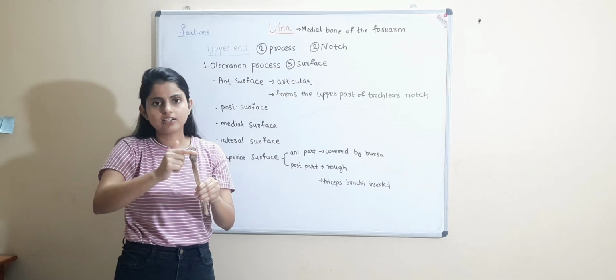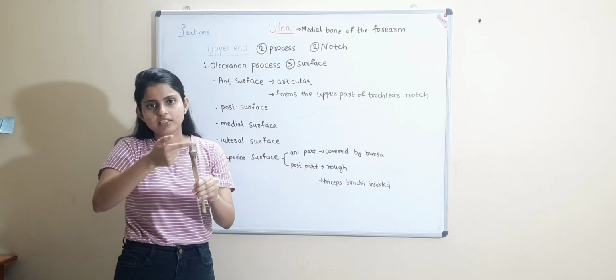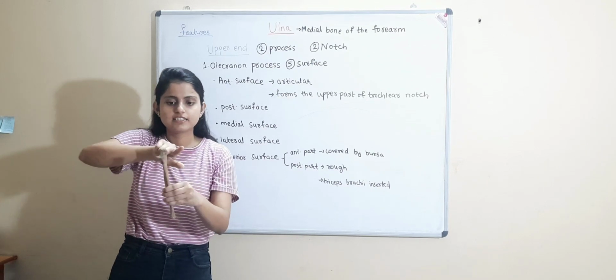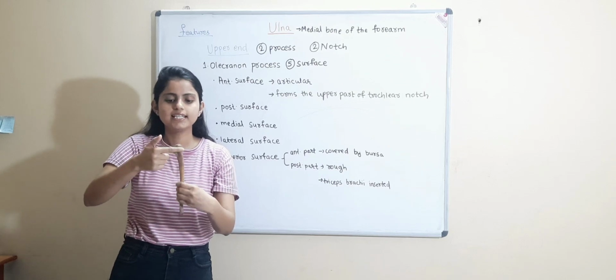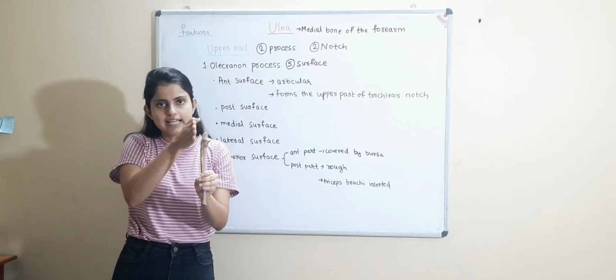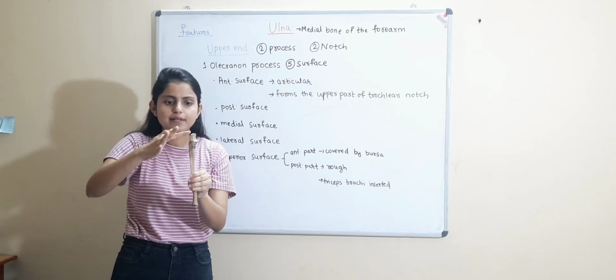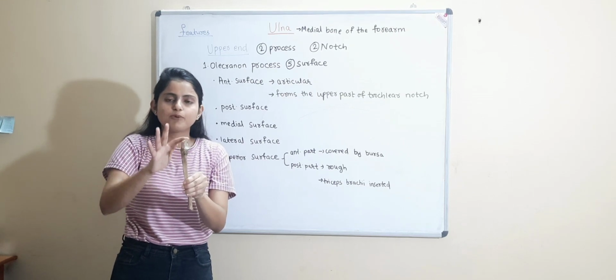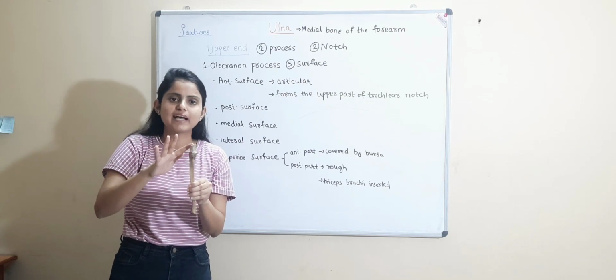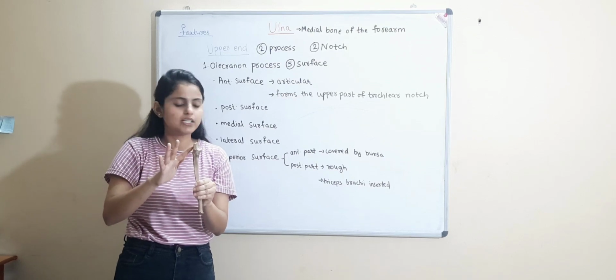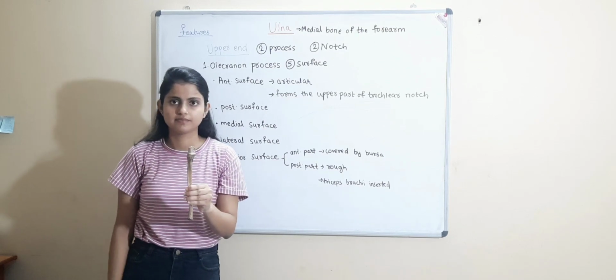This is the trochlear notch. This is the anterior surface. This is the posterior surface, which is placed posteriorly. This is the medial surface. This is the lateral surface, and this is the superior surface. The anterior part is covered by a bursa, and the posterior part is roughened as the triceps brachii gets inserted in the posterior part of the superior surface.